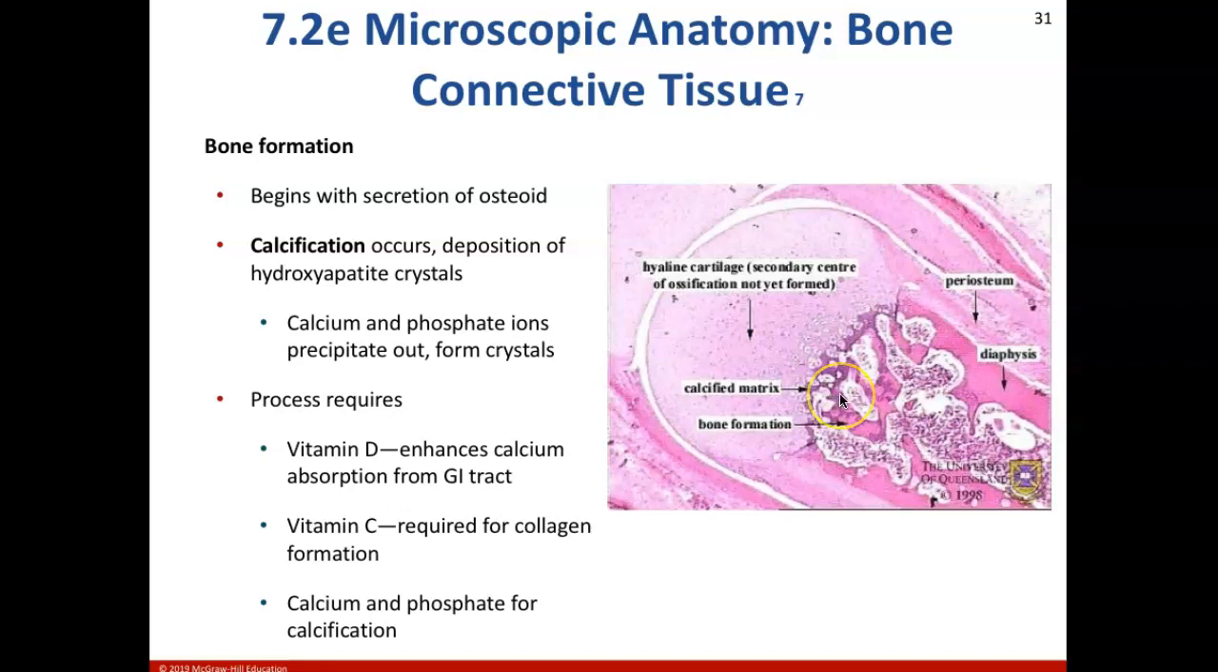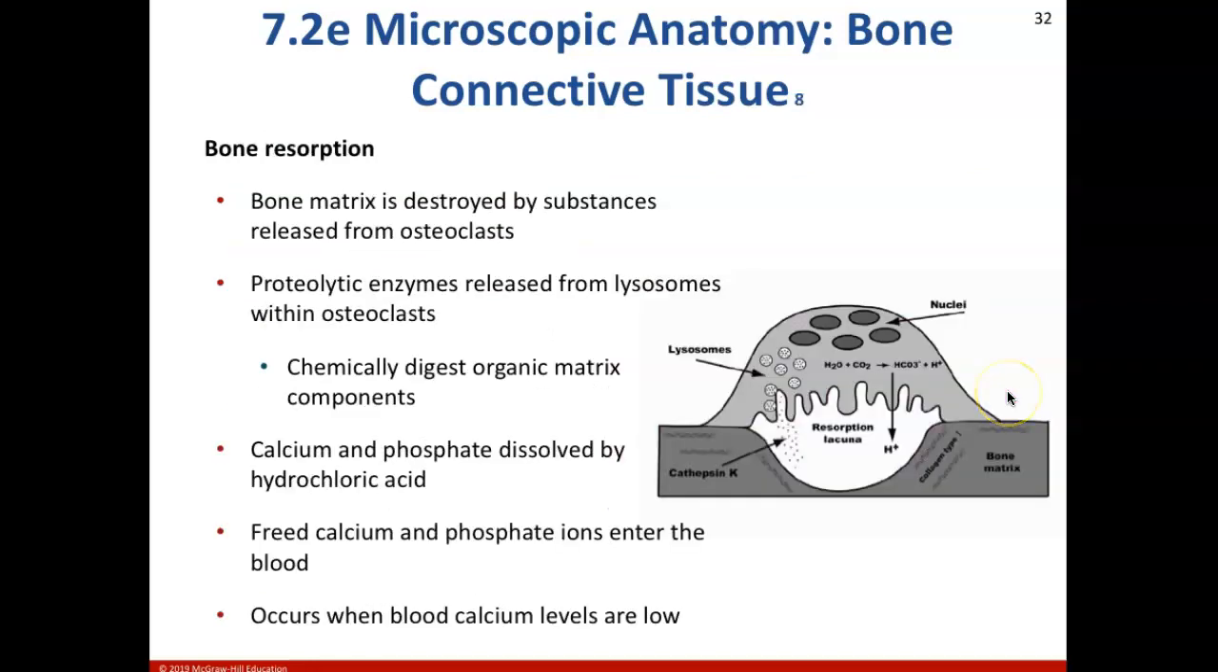And the process is also going to require vitamin D, which will enhance calcium absorption from our GI tract, vitamin C that's required for collagen formation, and calcium and phosphate for calcification. At that point, we will have this calcified matrix turn into the actual bone.